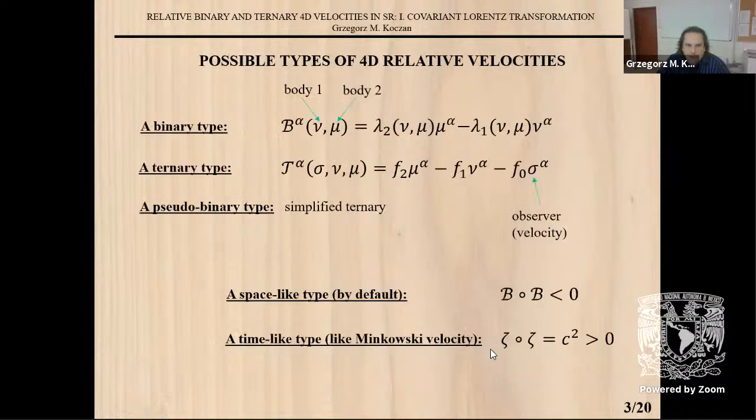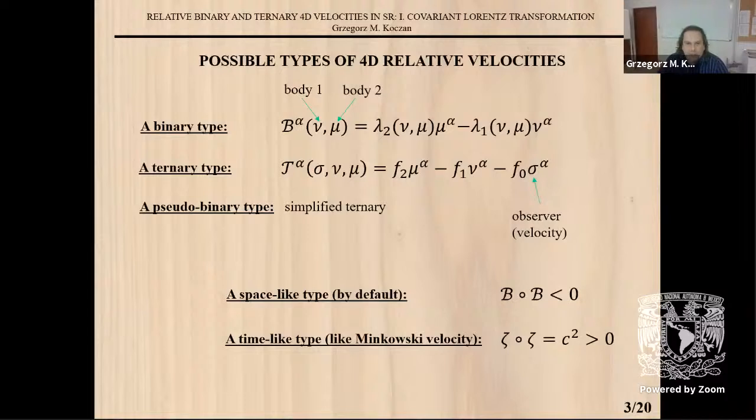We have two fundamental types of relative velocity in special relativity in four-dimensional language. For example, the relative binary type. Of course, if we subtract two velocities, body 1 and body 2 velocity, we subtract. But there exists a more complicated notion, ternary relative velocity, which depends on the observer velocity, is the third velocity: body 1, body 2, and observer velocity. Hence we call it a ternary type.